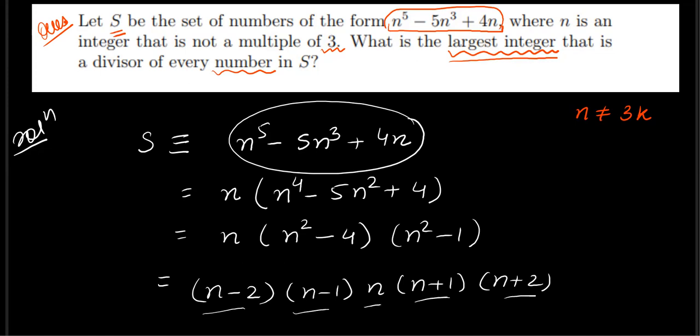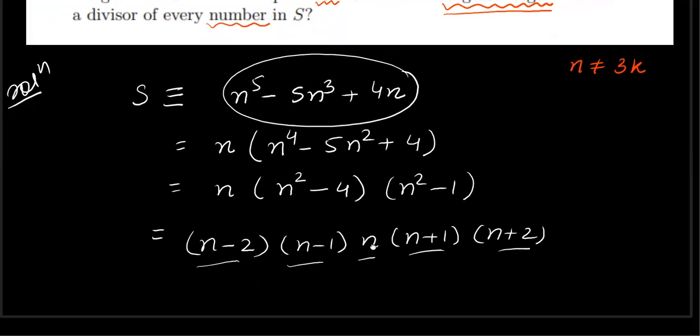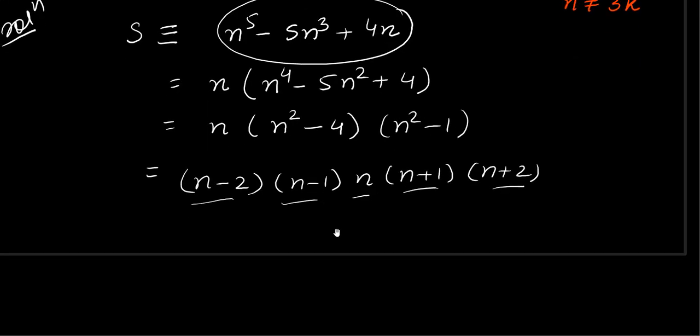So what kind of numbers do we have in the set S? The numbers in set S are basically the product of 5 consecutive integers, right? So you have to identify, among all the numbers that we will have in the set S, what is going to be the greatest common integer which will be dividing all the numbers of the set S. What is the largest such integer that divides all the numbers?